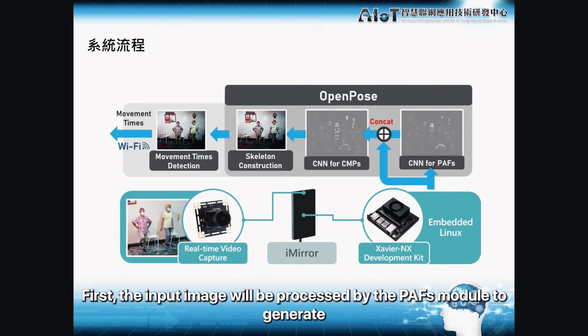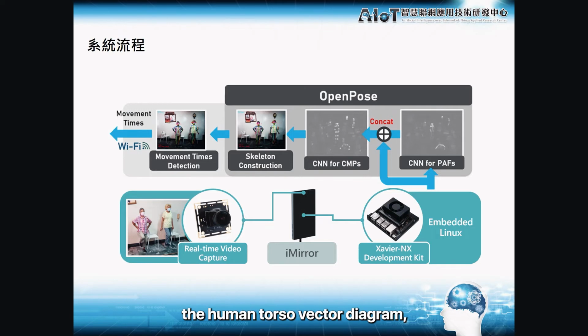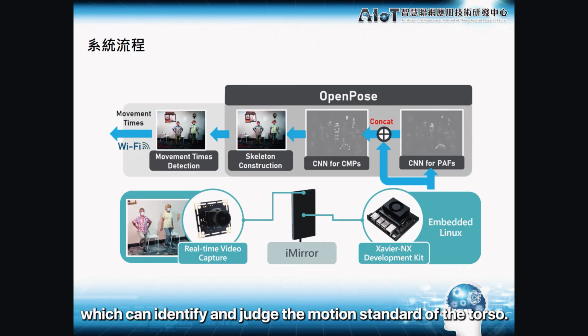First, the input image will be processed by the PAF's module to generate the human torso vector diagram, and then the thermal image of 18 human body joint points will be generated through the CMP's module. And finally, the human torso will be constructed by combining the vector graphics and the thermal images. Our system researches and develops its own physical fitness action algorithm based on the human torso map output by OpenPose, which can identify and judge the motion standard of the torso.